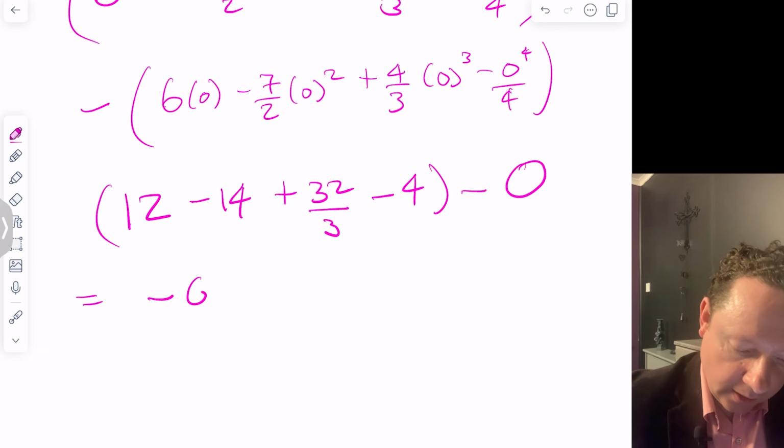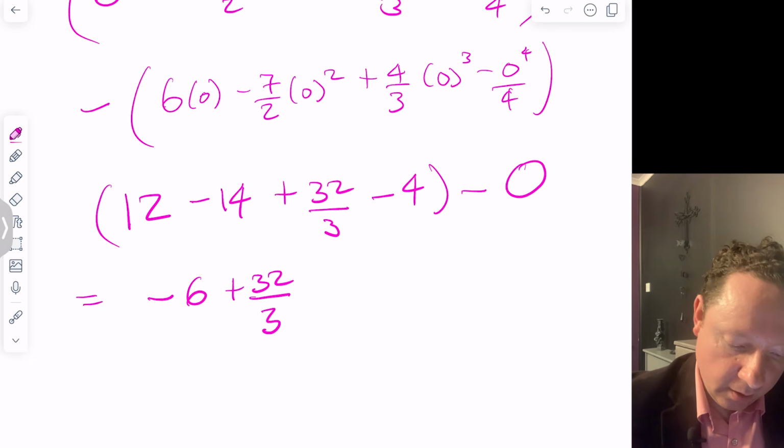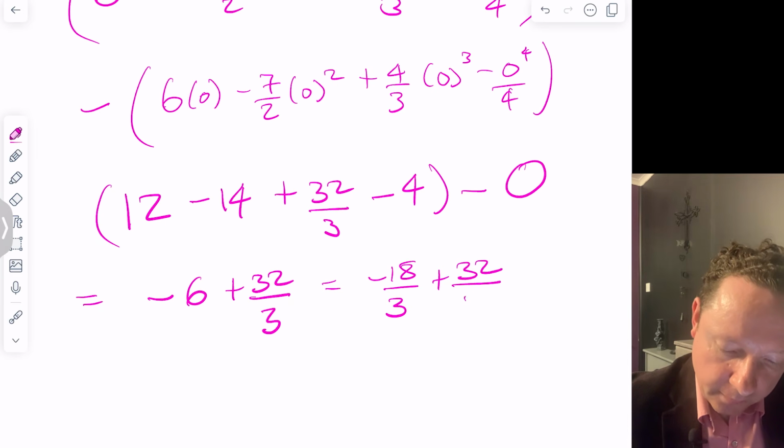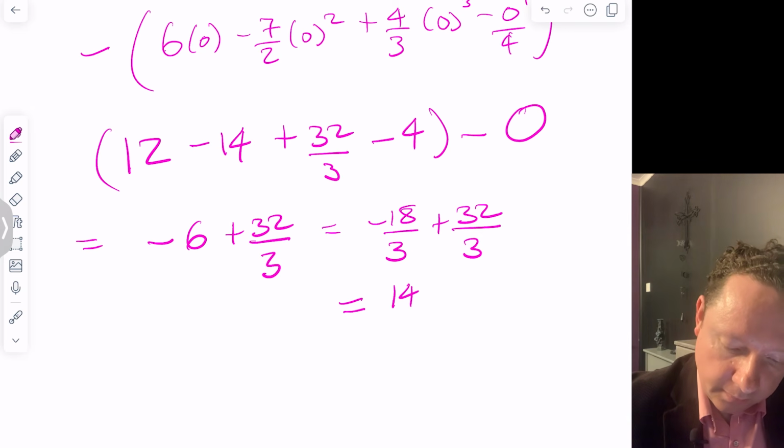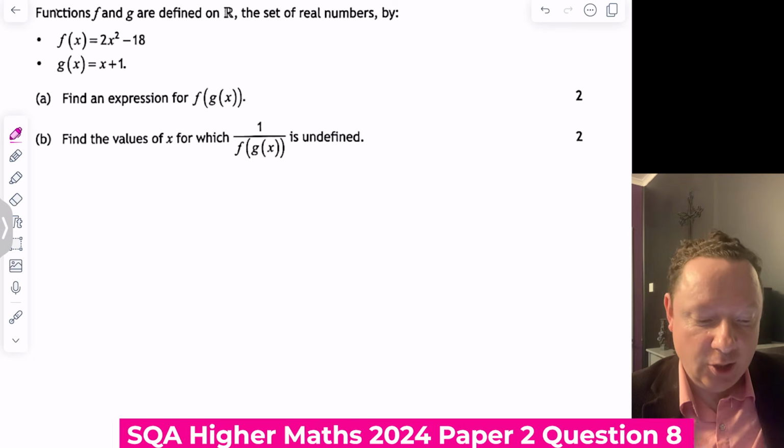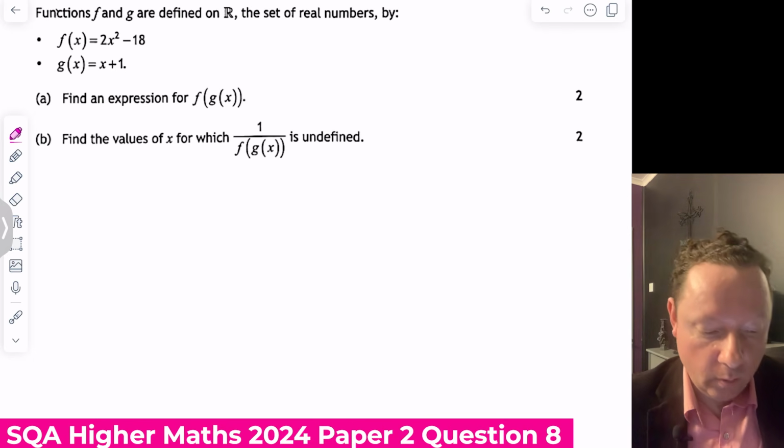So we've got minus 6 plus 32 over 3. And because I can't actually be bothered to get my calculator out, I'll just work that out for you. 6 threes is 18. So that's minus 18 over 3 plus 32 over 3. Now 32 minus 18 is 14. So you get 14 over 3. That is an actual simplified fraction. It's an area, so it's got units and it's squared. And we're done there.